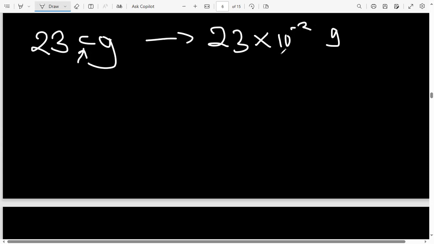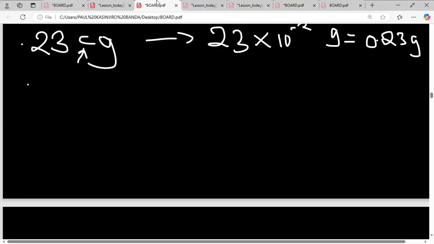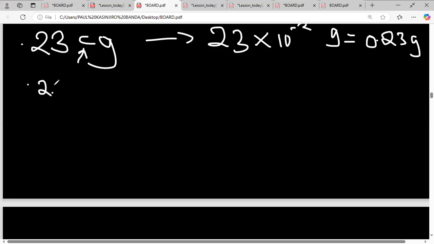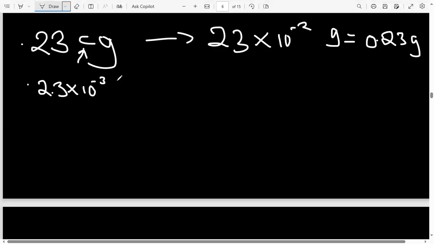If you want, you can punch this into your calculator. Let me try. 23 multiplied by 10 to the power minus 2. It's giving me 0.23 grams. So we've changed this to grams, and then the next one was 2.3 multiplied by 10 to the power 3 micrograms. Let's put it here: 2.3 multiplied by 10 to the power minus 3, and then micrograms.